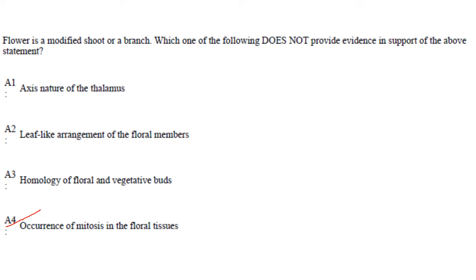Then homology of floral and vegetative buds. That also supports that flower is a modified shoot or a branch. Then occurrence of mitosis in the floral tissues. Mitosis in plants occurs only at the meristematic tissue, that is the tips of the roots and the ends of the shoots. Mitosis does not take place in the floral tissues. So it does not provide evidence that it is a modified shoot. So the answer is option 4.